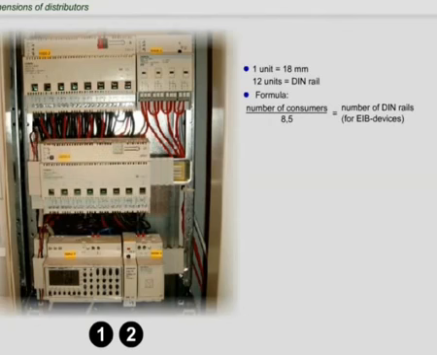As EIB devices are only designed for a maximum environmental temperature of 45 degrees, lossy mains devices should not be installed next to the bus devices.